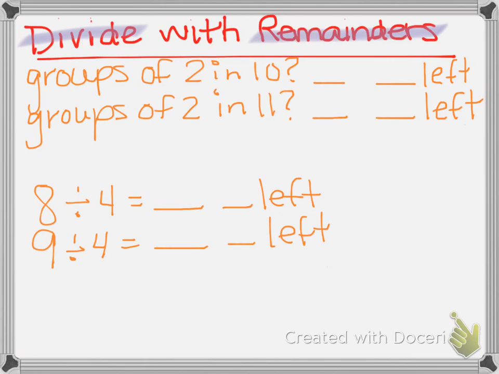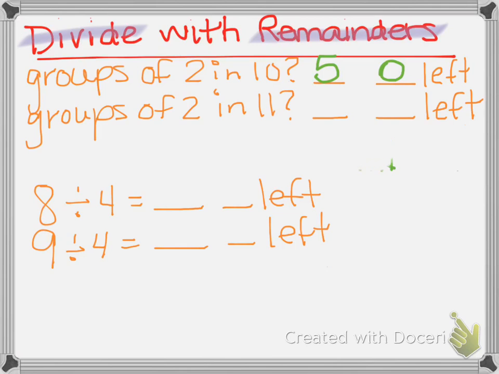How many groups of 2 are in 10? Well, you know by counting by 2s to 10: 2, 4, 6, 8, 10. There are 5 2s in 10, and there's no leftovers. So there's 5 2s with none left over.